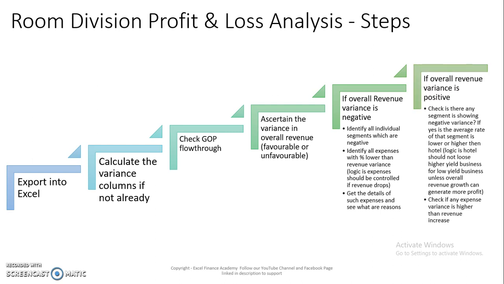Let's say the revenue is positive. Even then you need to see if there is any individual segment which is negative, because maybe overall revenue is positive, however certain segments can be negative. But if that negative segment is high yield, meaning they are commanding a higher rate, then it means that reducing the business from the high yield segment and getting more low rate business, even though revenue may increase, will increase the cost of doing the business as well. So it may impact the profitability. So here again, after you have done this, you need to check if there is any expense which is increasing more than the revenue increase in terms of percentage.